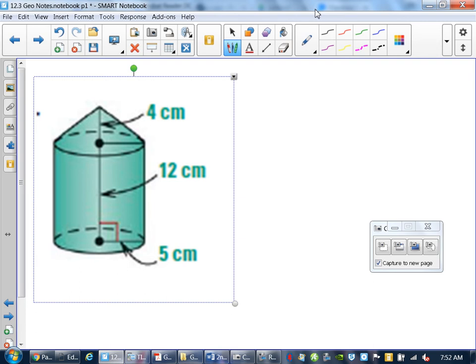The different formulas that we have: pyramids, cones.